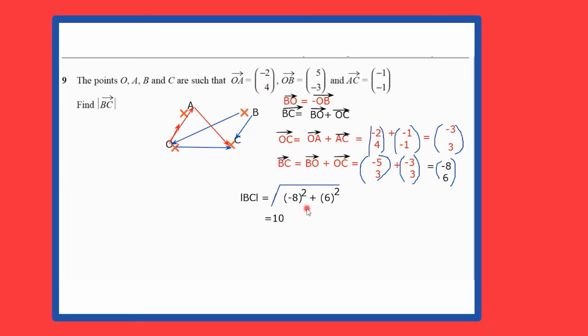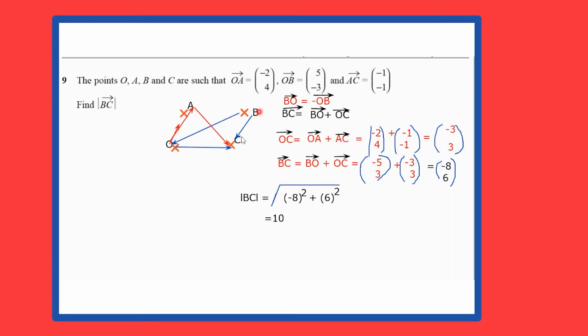So we use the vectors we have. OC is equal to OA plus AC. OA is (-2, 4), which I write down. AC is (-1, -1), which I write. If I add them, I add -1 to -2 to give us -3, and 4 minus 1 is 3. That's my vector OC.